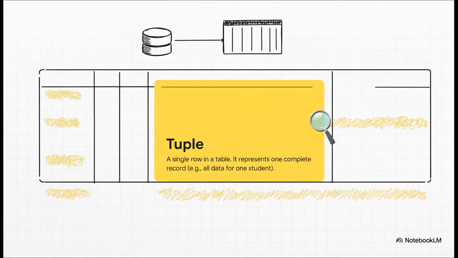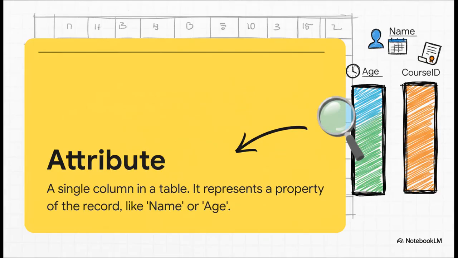So John's entire line of info? That's one tuple. And what about a column? Well, the formal name for a column is an attribute. It represents one specific piece of information about all the records. So in our table, name, age, and course ID are all attributes. Simple as that.